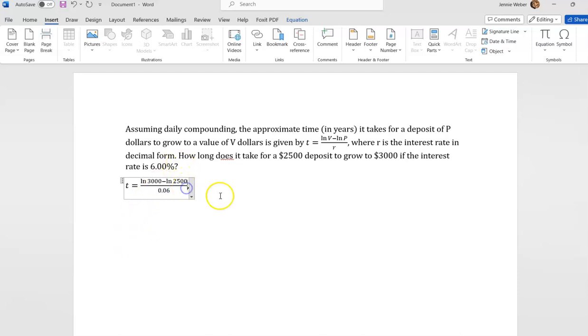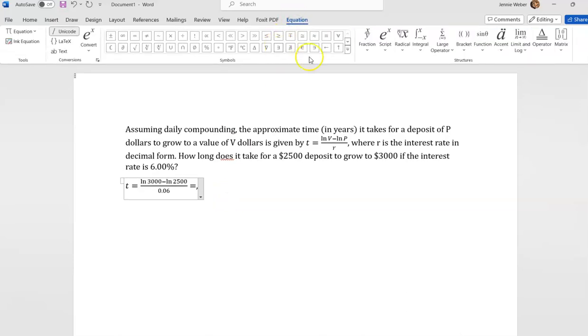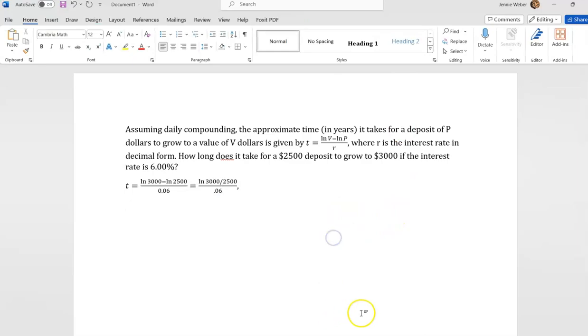Now I could put it in like this, but here's the thing, it is a lot easier if you use the rules from last section, which still apply. How do we compact subtraction? Division. So this is actually the ln of 3,000 divided by 2,500 over 0.06. And this will make it much easier to put into our calculator.